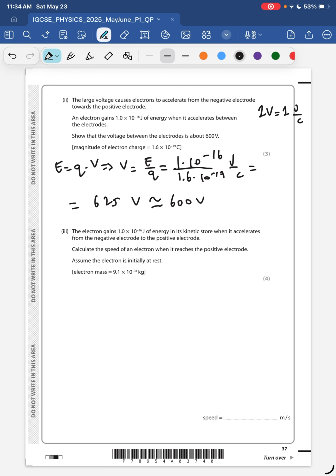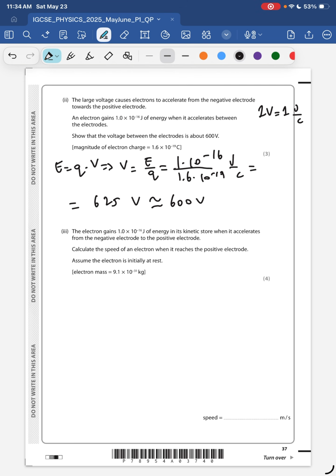Okay. 3. The electron gains 1 times 10 to the negative 16 joules of energy in its kinetic energy store when it accelerates from the negative electrode to the positive electrode. Calculate the speed of an electron when it reaches the positive electrode. Assume the electron is initially at rest.